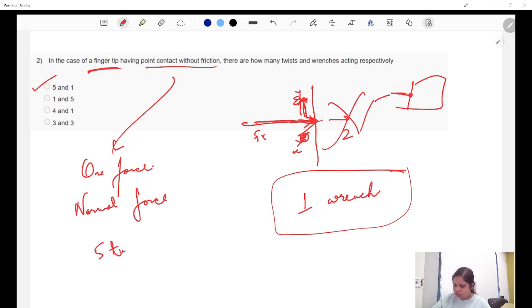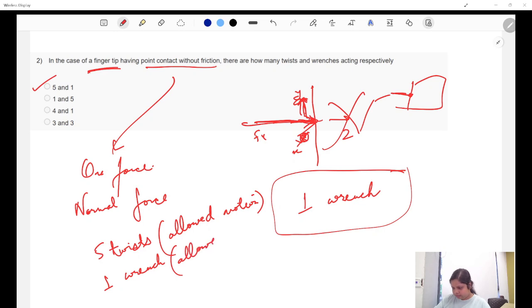Okay, so there are 5 twists, which is the allowed motion, and then we have 1 wrench. I'll go into detail again. 1 and 5 is not correct because 5 and 1 is correct, right? 4 and 1 is not correct because 4 underestimates the allowable motions. And 3 is also not correct because this is the case for point contact with friction.